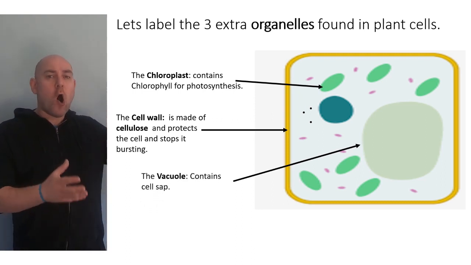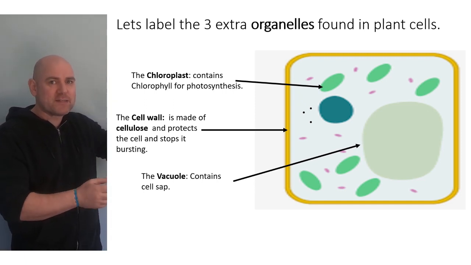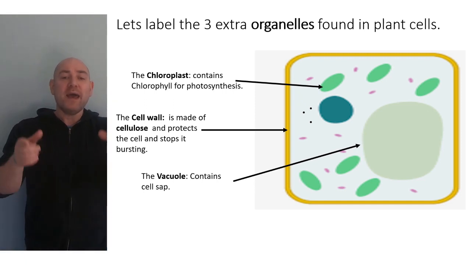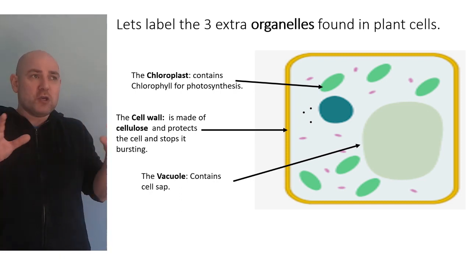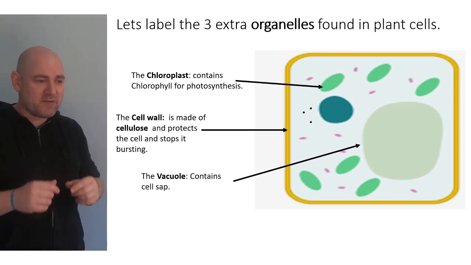Okay, let's look at the final one in plant cells. It's called the vacuole, often mistaken for the nucleus by students when they label it. It's bigger than the nucleus. It's bigger than everything else in the plant cell. It contains cell sap, nutrients and other minerals. It's also involved in pressure regulation, but you don't need to know that.